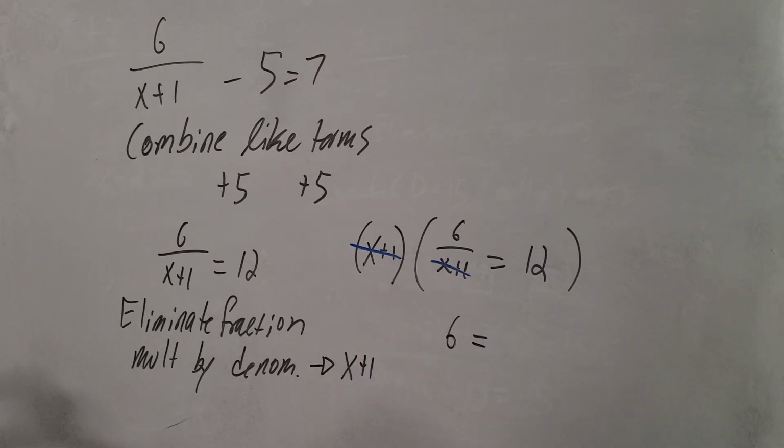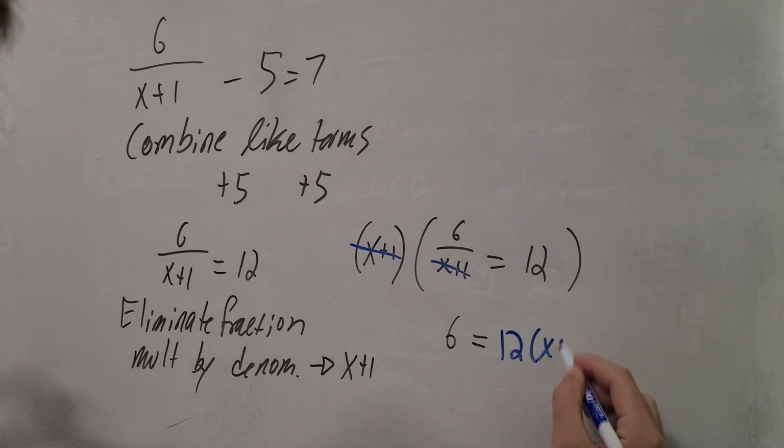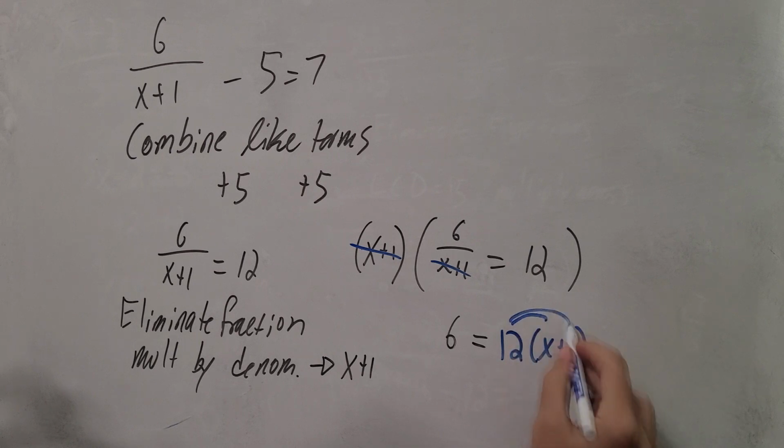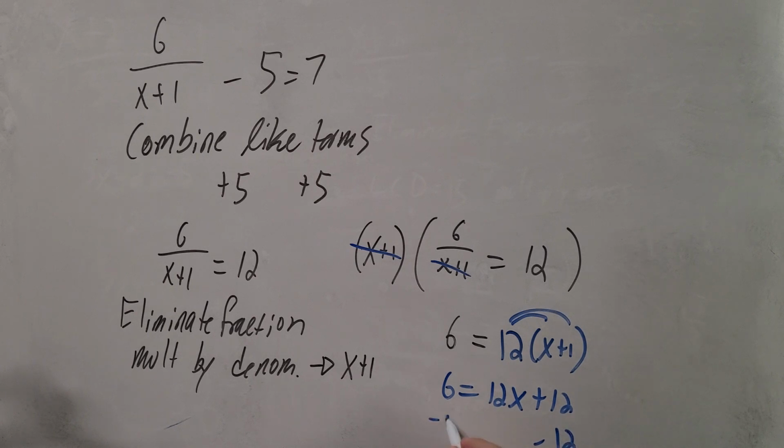Now, that x plus 1 does get multiplied, however, to the 12. So we would have 12 times x plus 1. All right? Which isn't too crazy. All we have to do is distribute that 12. 6 equals 12x plus 12. And then subtract 12 from both sides. We get negative 6 equals 12x. So divide both sides by 12, you get x equals negative 1/2.